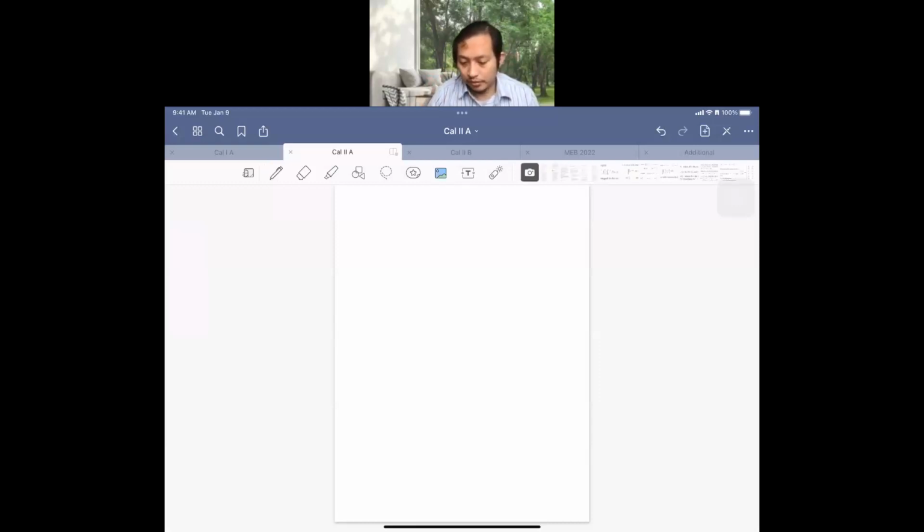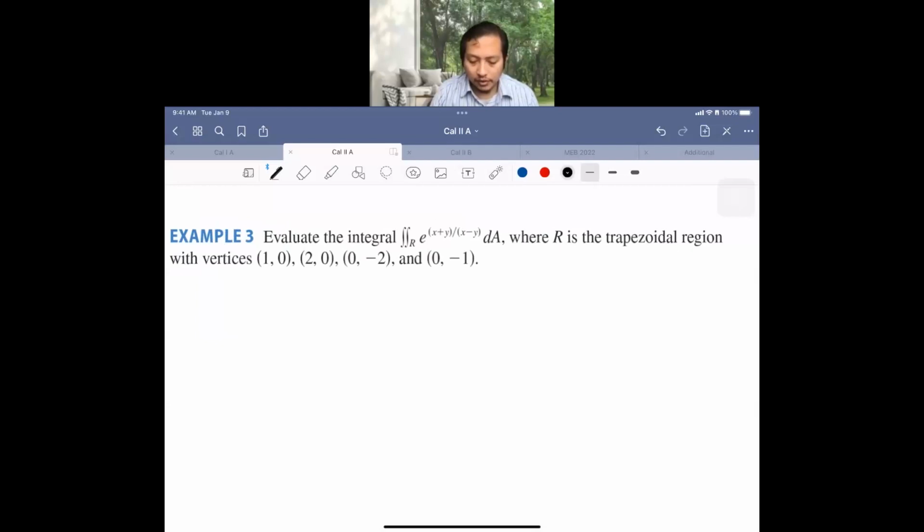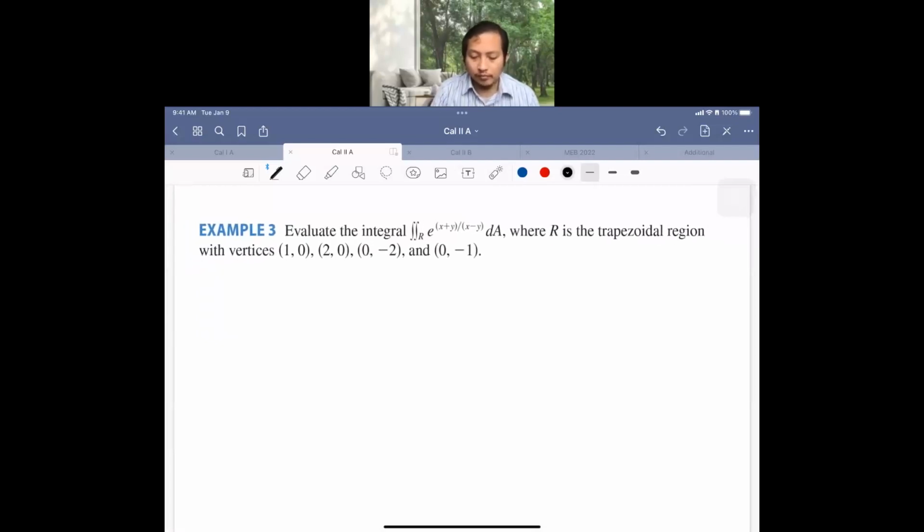Let me continue in this part. Okay, the double integral of region R. The function is e to the power of x plus y over x minus y, dA. The region R itself has four vertices: 1, 0, 2, 0, 0, negative 2, and 0, negative 1.